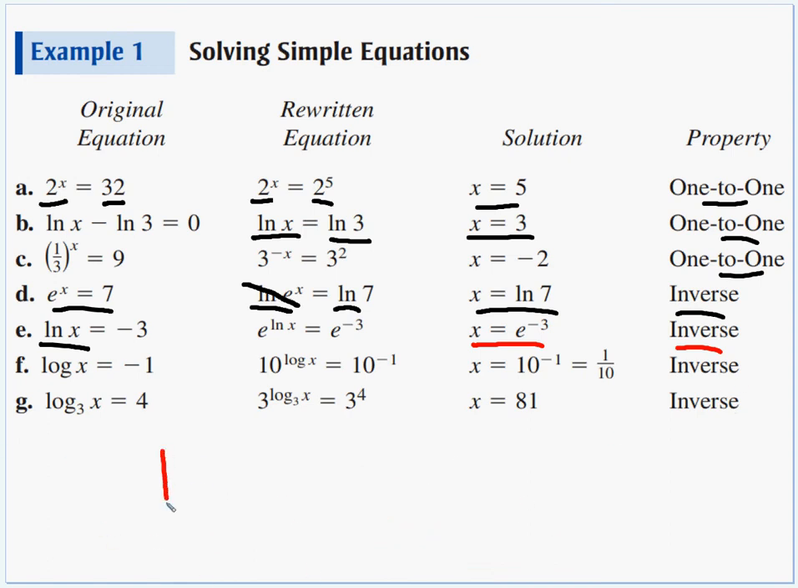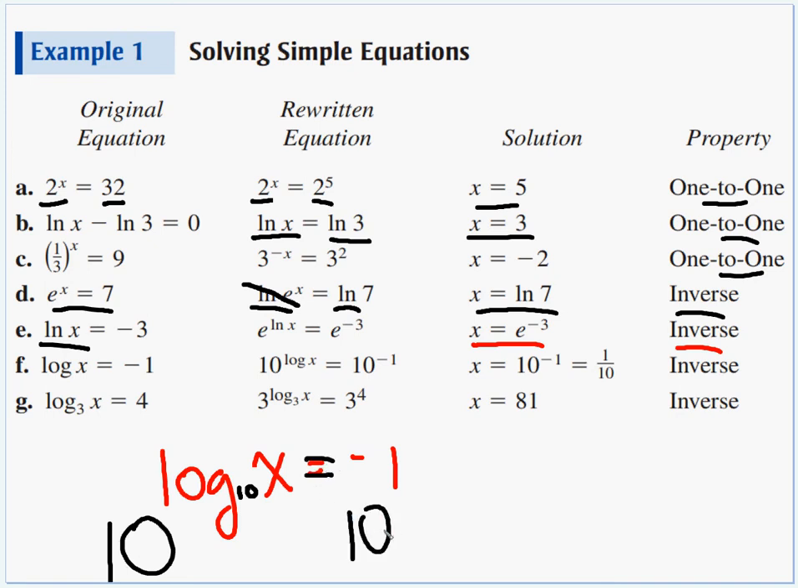We can do the same thing here. They've got log of x equals negative 1. Well, remember the log here, the common log has a base of 10, so we will exponentiate. Give this a base of 10. As long as we give the other side of equals a base 10, everything's good. 10 to the log base 10 is going to cancel, so we'll have x equals 10 to the negative 1, or we could write that as 1/10.